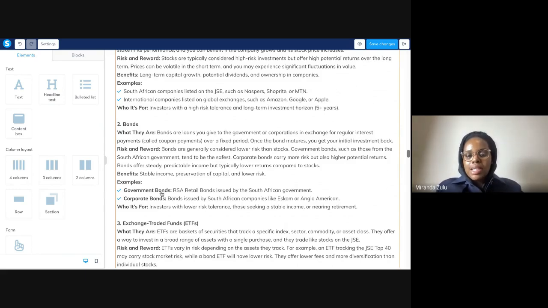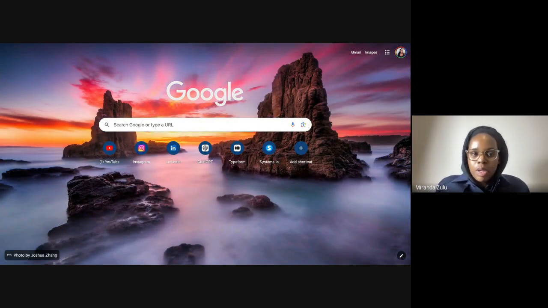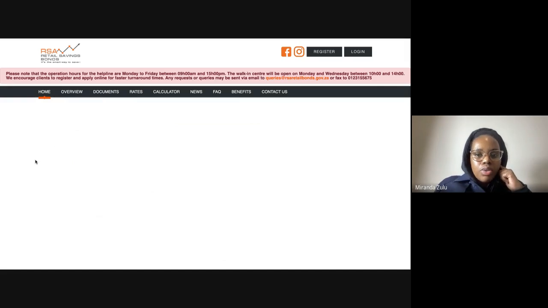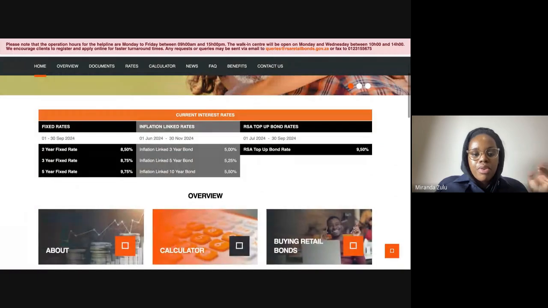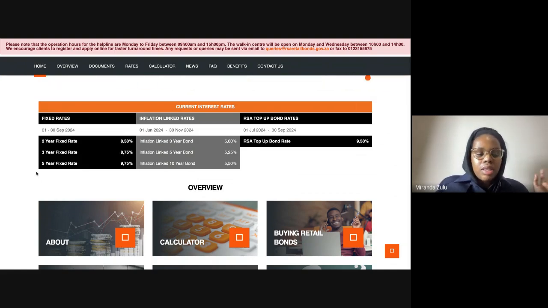So one is the RSA retail bond by the South African government. That is one of my favorite investment options. We did look at this, I think, last week. Why I like it is that it's currently offering really great interest rates or returns. There's the fixed rate: you can fix it for 2 years, get that return, 3 years, get that. And obviously the longer you fix it, the more interest you get.